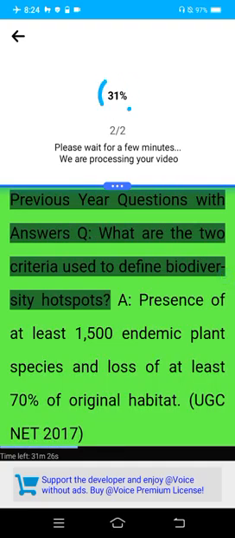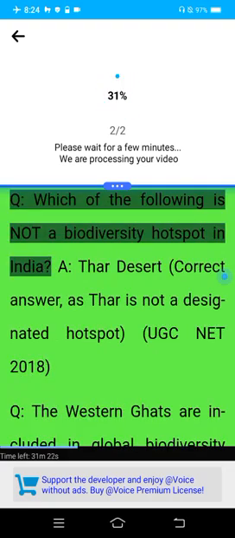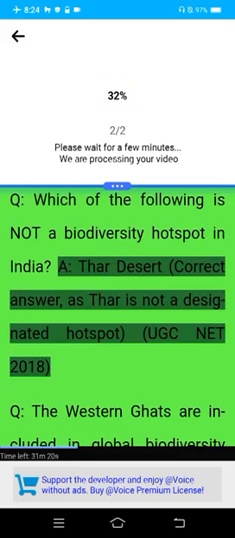Previous year questions with answers. Q. What are the 2 criteria used to define biodiversity hotspots? A. Presence of at least 1,500 endemic plant species and loss of at least 70% of original habitat. UGC-NET 2017. Q. Which of the following is not a biodiversity hotspot in India? A. Thar Desert. Correct answer, as Thar is not a designated hotspot.